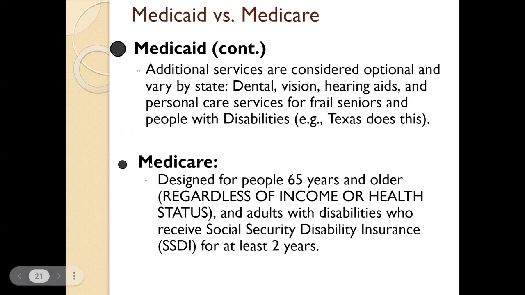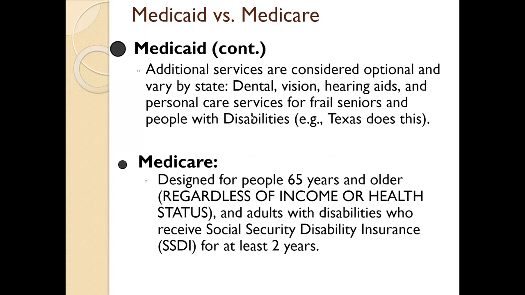Now, with that being mentioned, Medicare is designed for people who are 65 years or older. Not to joke on anybody here, but when you turn 65, you are eligible for Medicare, and regardless of your income or health status, you can get Medicare. So that's the difference. Medicaid is an aid for the general population, working people, youth, and so forth. Medicare is for your seniors or those with disability insurance, SSDI. Those are people who cannot work.